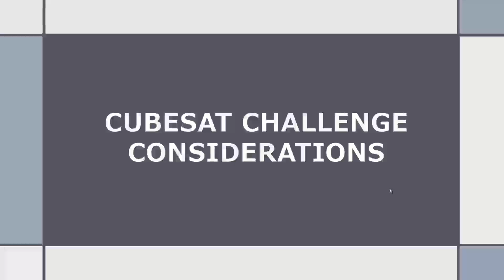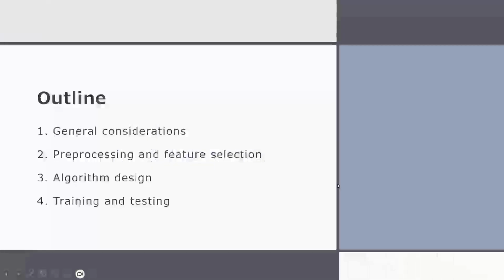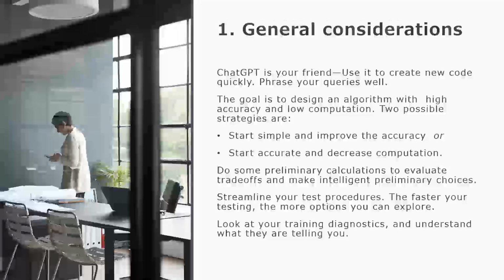Okay, so I'm going to go over this CubeSat challenge and try to show some important points and make some suggestions. So first I'll talk about general considerations. Then I'll talk about pre-processing and feature selection, then algorithm design, and then training and testing. And this roughly follows the Jupyter notebooks that you were given to look at for the challenge.